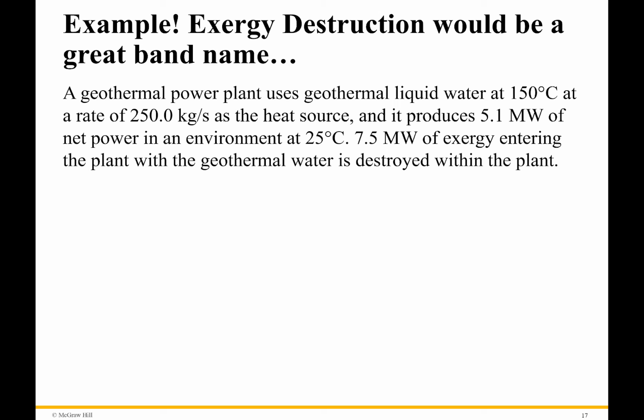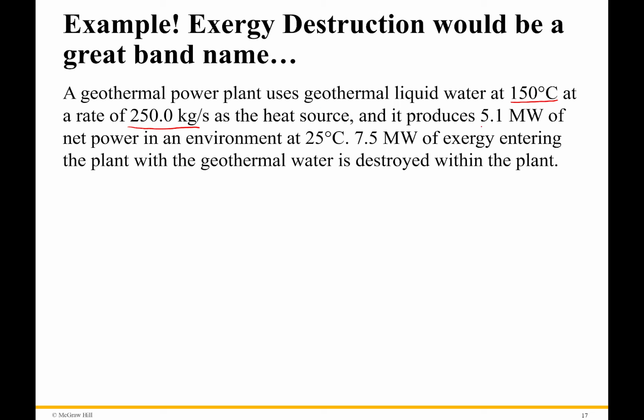But let's do the problem now. So we have a geothermal power plant. It uses geothermal liquid water at 150 degrees Celsius, at a rate of 250 kilograms per second. You're like, how is the water that hot? It's really highly pressurized, so it can stay a liquid even at high temperatures. Okay, so that's my heat source.